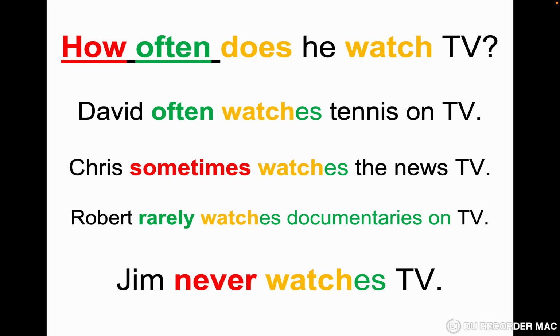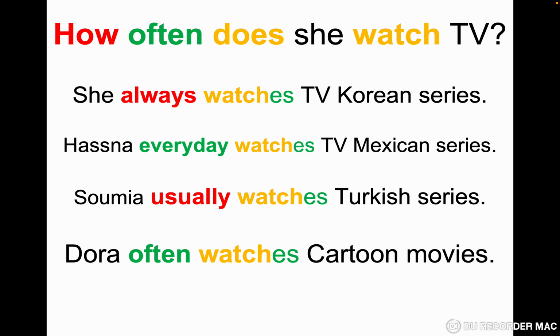Let's see more examples. How often does she watch TV? She always watches TV. She watches Korean series on TV. So there is a mistake here. So she always watches Korean series on TV. And Hasna every day watches, another mistake. Hasna every day watches Mexican series on TV. Sumaya usually watches Turkish series. Dora often watches cartoon movies.